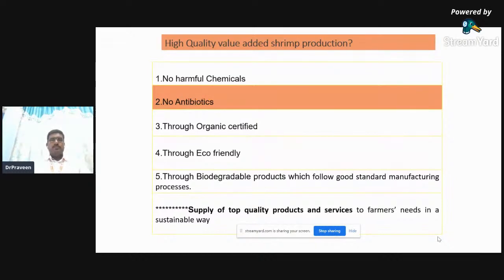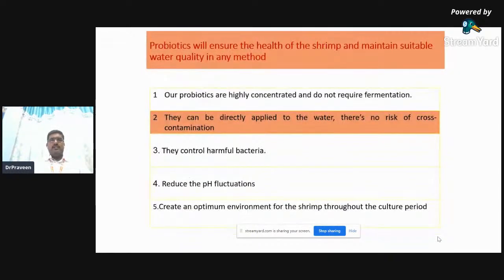For that, in the manufacturing process, we have to search for these kinds of products only for producing good quality shrimp. Some of the companies are producing quality added products, and they are giving good technical service also to get sustainable shrimp production. In that, probiotics are the key product to get high value added shrimp product. There is no other alternative for probiotics.